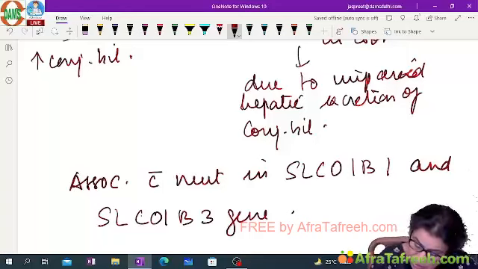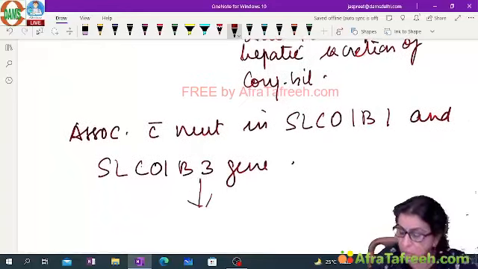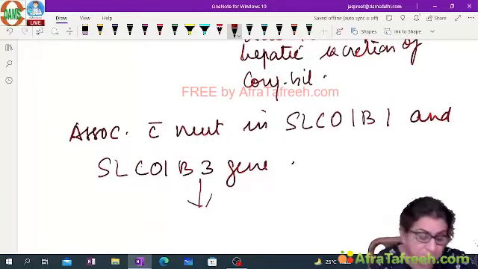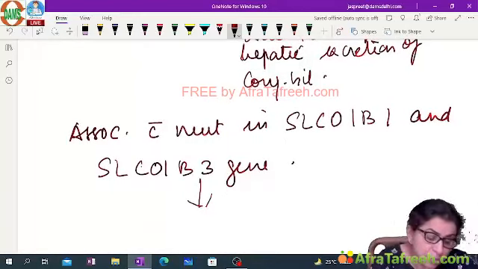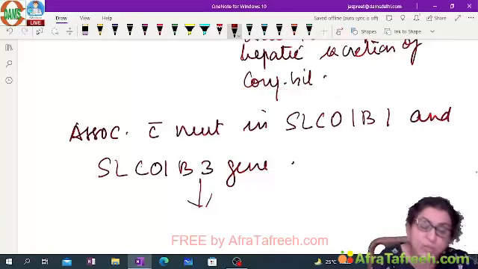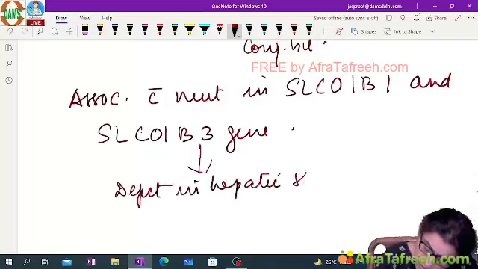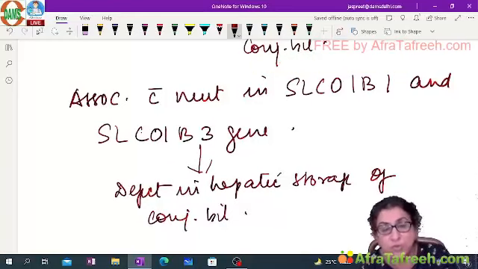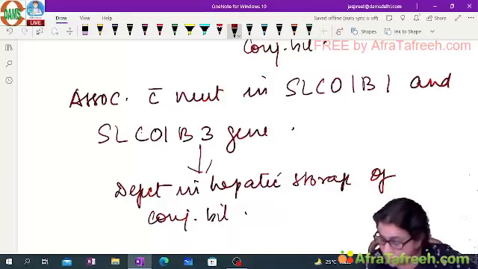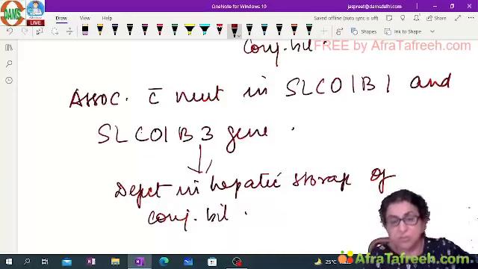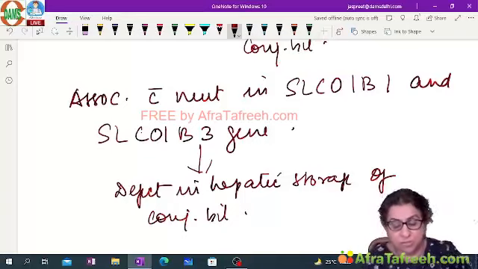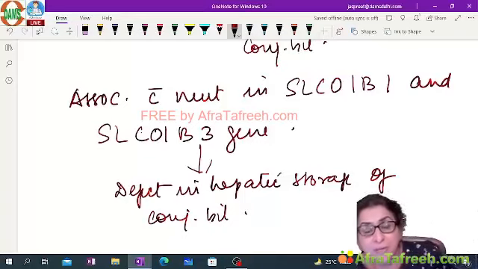This mutation in the SLCO1B1 and SLCO1B3 genes leads to a defect in hepatic storage of conjugated bilirubin. So there is a defect in hepatic storage of conjugated bilirubin, and this is what we see in Rotor syndrome. So these are the 4 hereditary hyperbilirubinemias.